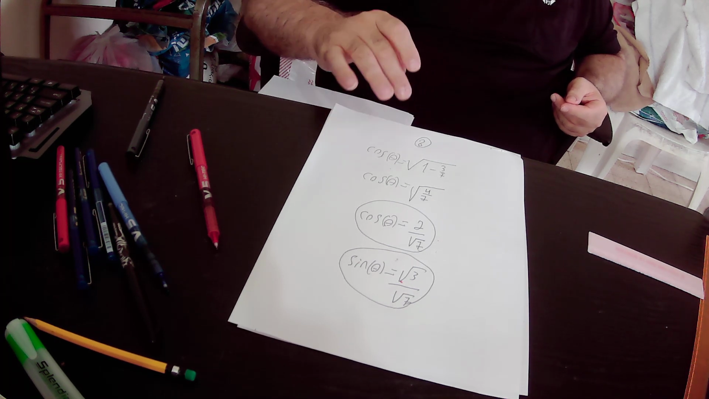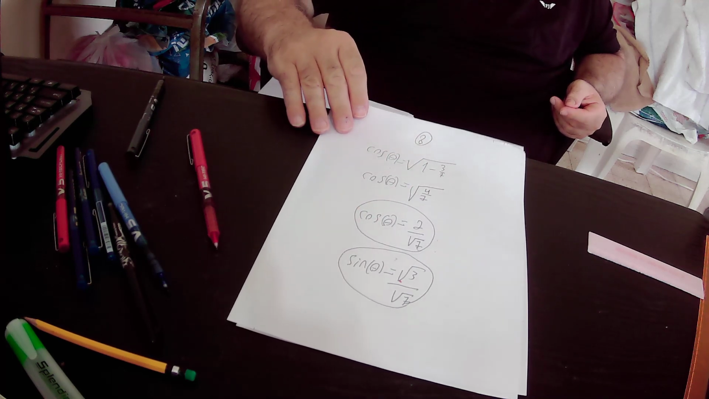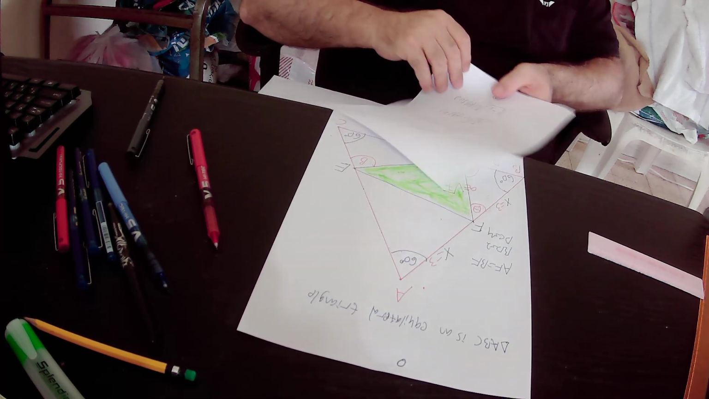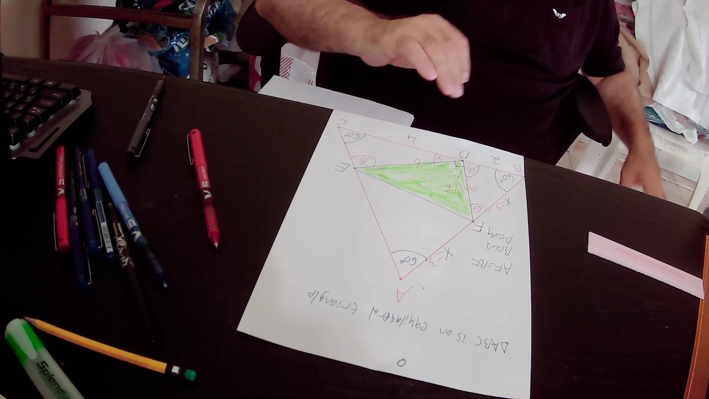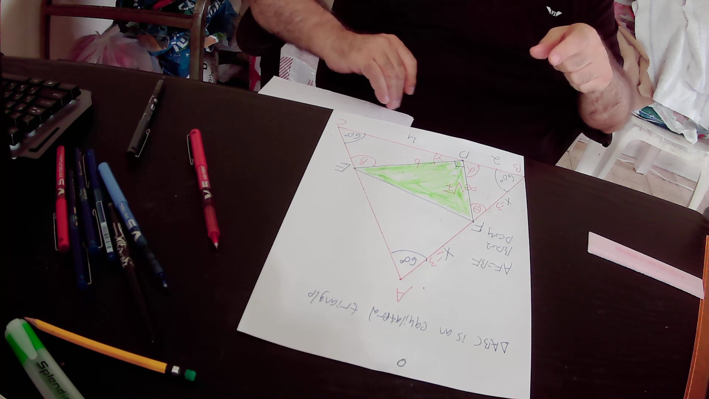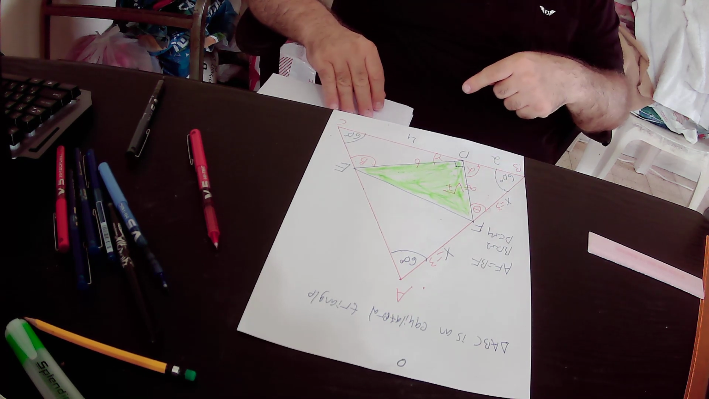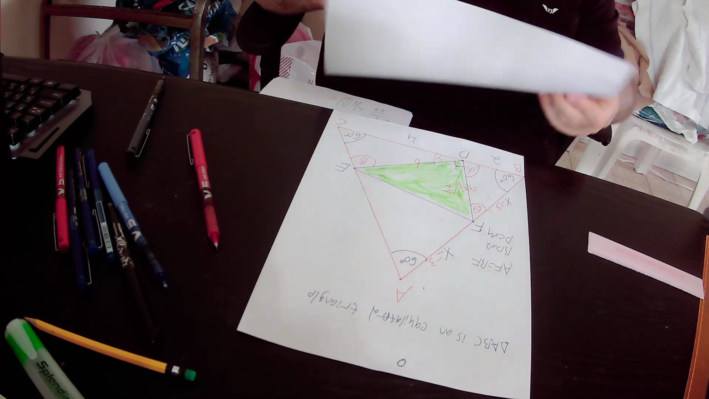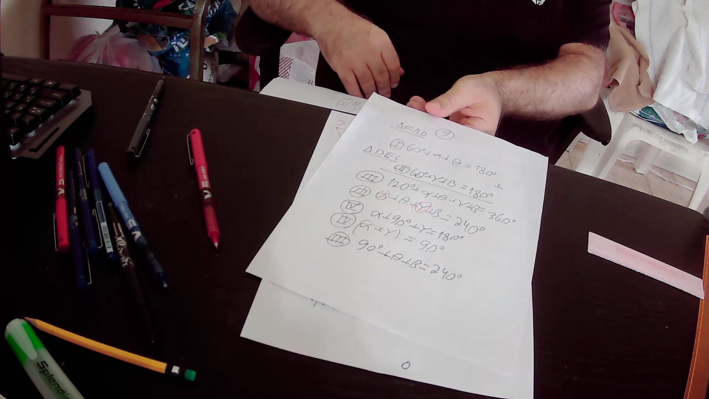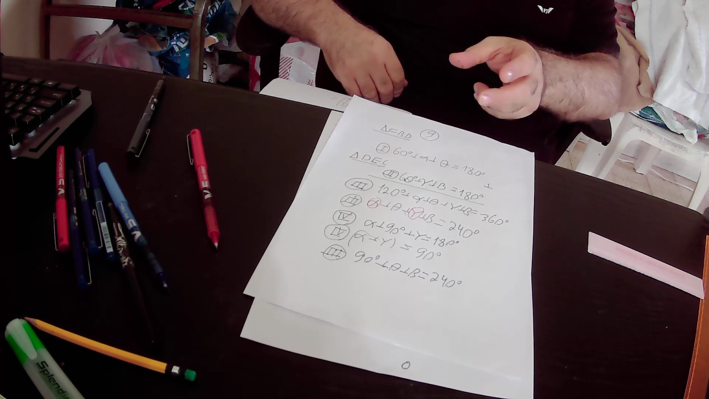Okay, so we got the values of cosine theta and sine theta, and then we created 4 equations. The first equation states that in triangle FBD, the small triangle, the sum of its angles equals 180 degrees.